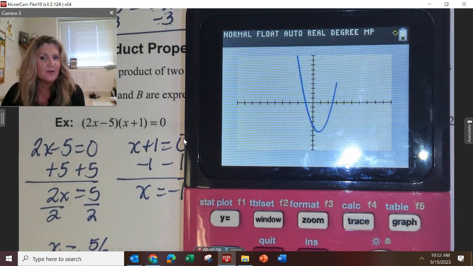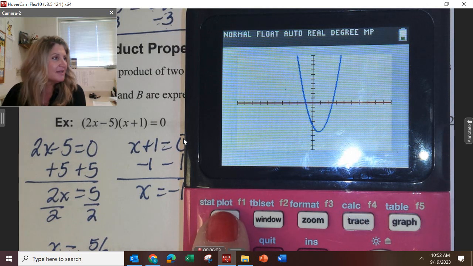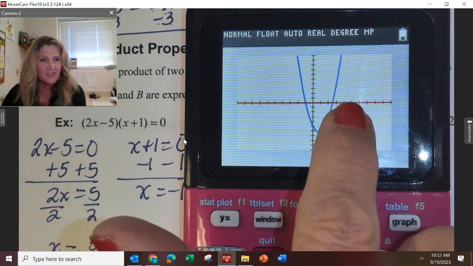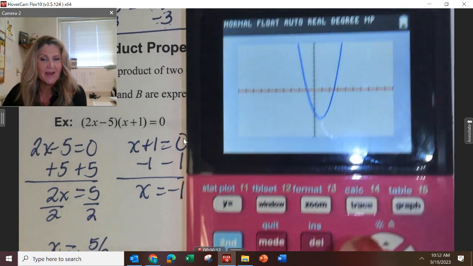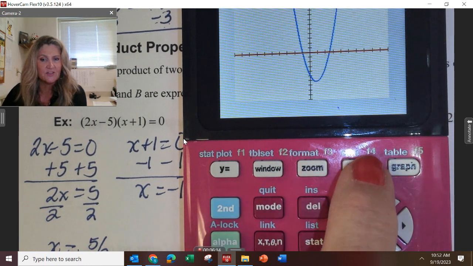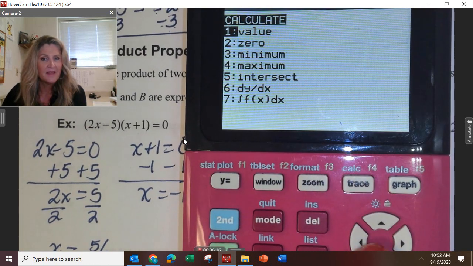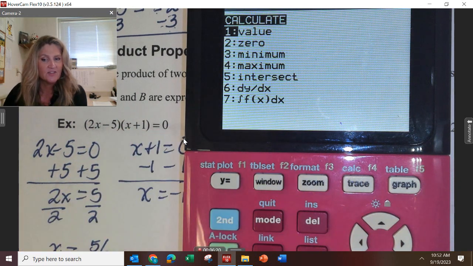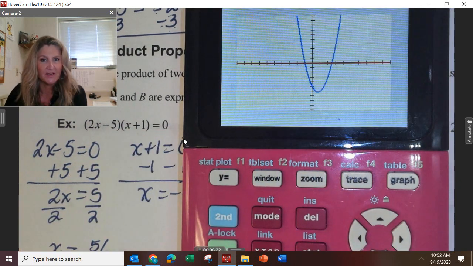If you get an error message, it might be because your stat plots are on. Anybody getting an error message? Okay, good. So we're trying to find where does our function equal 0. So now I can go to second, trace, and I want to find where is this equal to that. So I'm trying to find an intersect point.